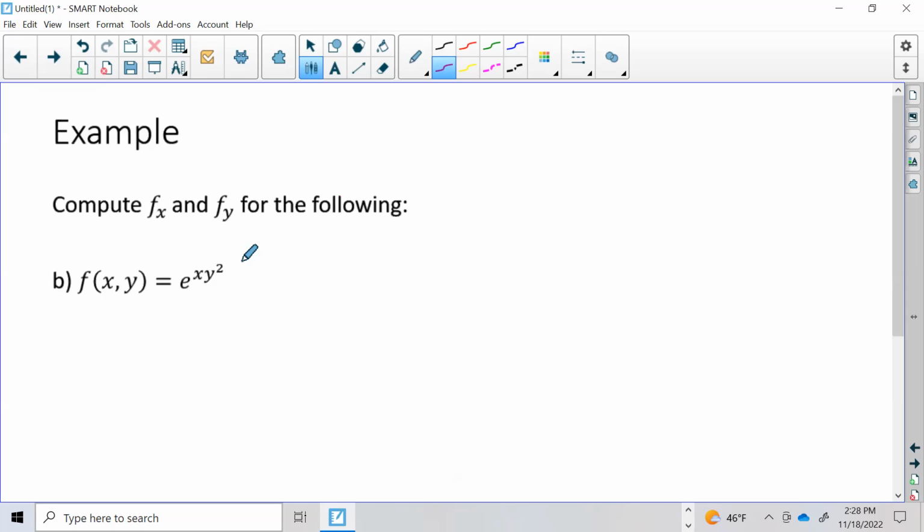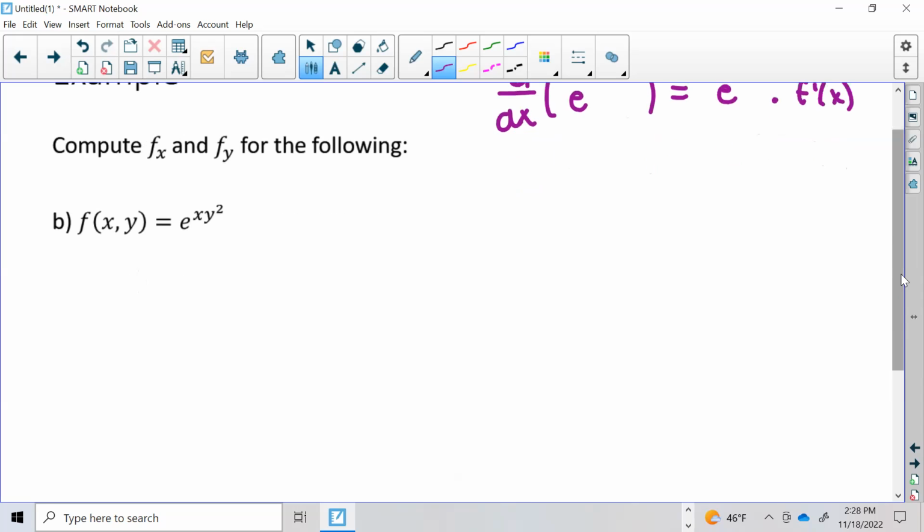Okay, and so one last one. So f of x, y is equal to e to the x y squared. So we need to remember when we take the derivative of e to some function, remember it is itself, and then we multiply by the derivative of the exponent. So again, the derivative of the exponent is just whether it's with respect to x or with respect to y.